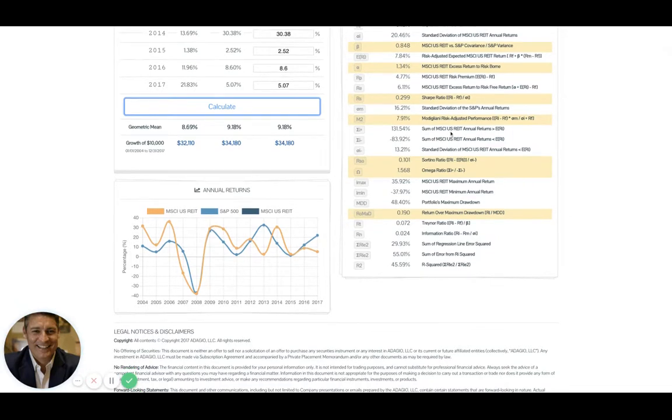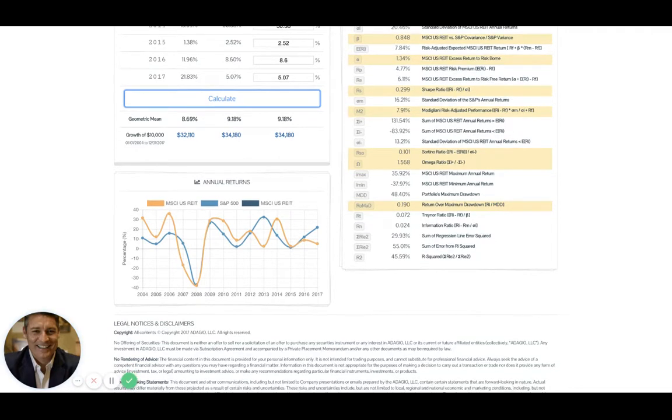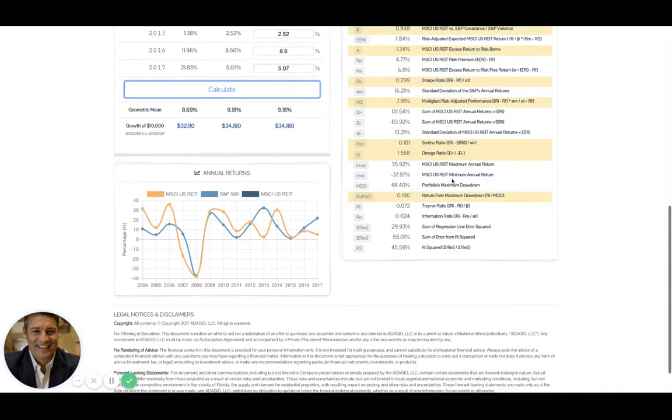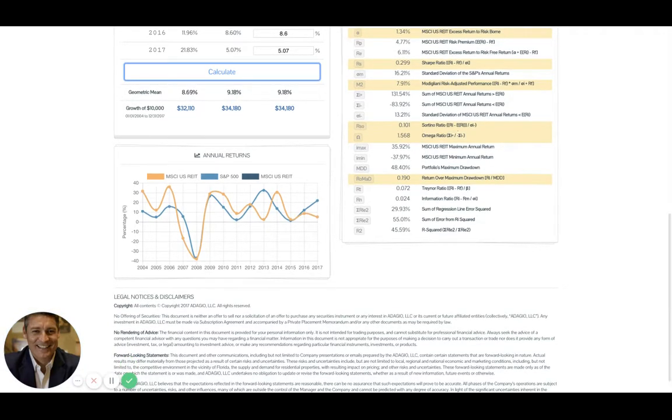The sum of the returns to the positive side, meaning above the expected return, is 131.54%. The sum of the returns below the expected return is negative 83.92. Those two work together to give us omega, we'll see shortly. Standard deviation of the downside below the expected return is 13.21%. Which is used in this next metric, the Sortino ratio.